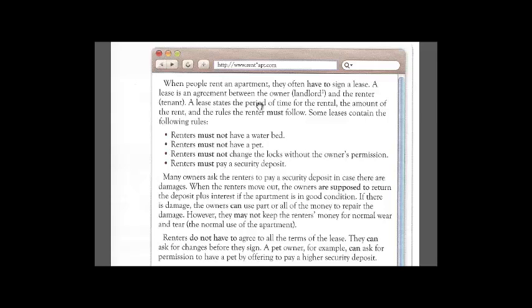Alright, a lease states the period of time for the rental, the amount of the rent, and the rules that the renters must follow. Some leases contain the following rules. Renters must not have a water bed. Water beds used to be very famous here in the United States, probably in the 80s and 90s. So we don't see a lot of water beds advertised anymore. If you don't know what they are, they're like beds filled with water, and they used to be more famous than right now. Okay.